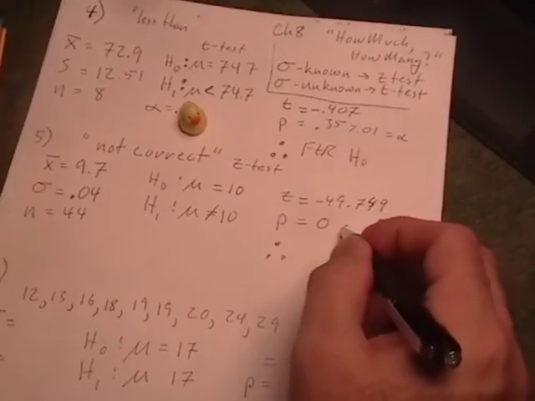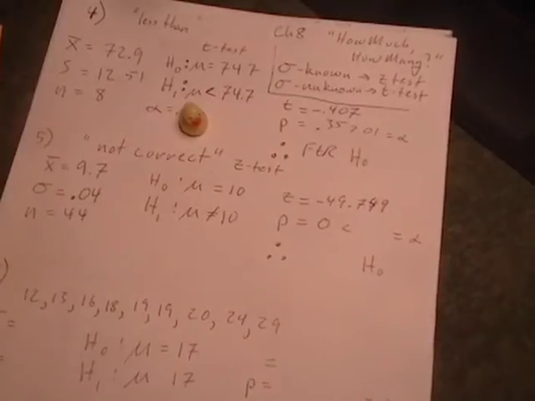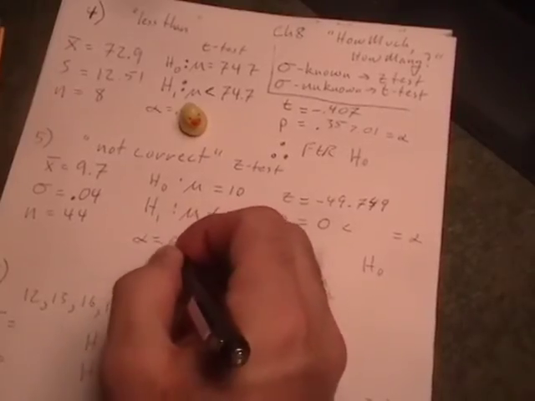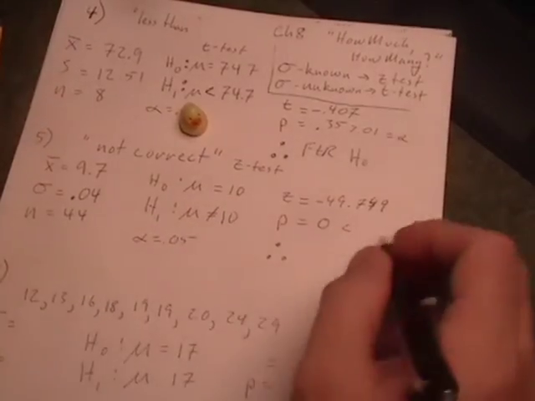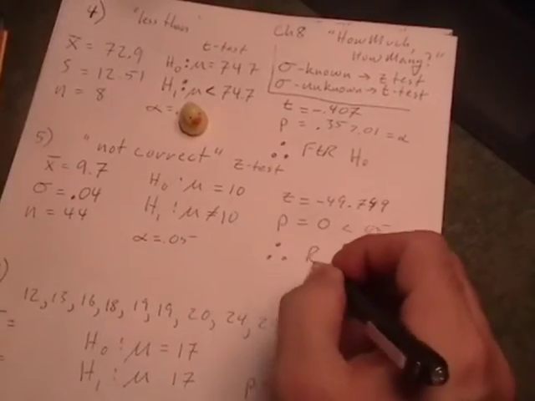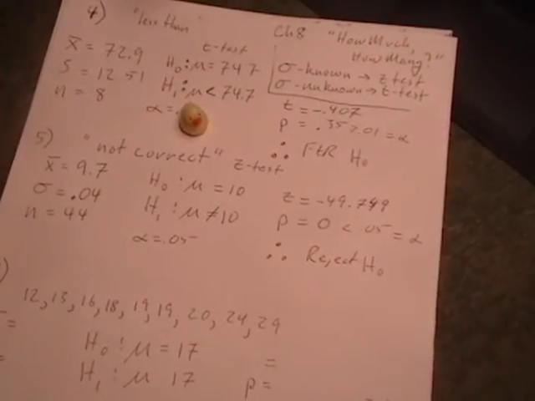That is less than, well, I didn't specify an alpha. If I don't specify what alpha is, use the default value. Use the value alpha is 0.05. But 0 is less than 0.05, therefore I would reject the null hypothesis.